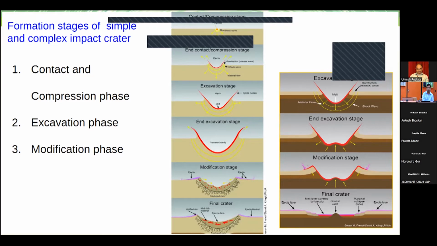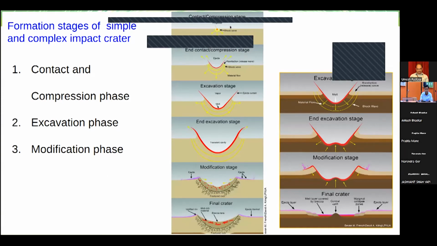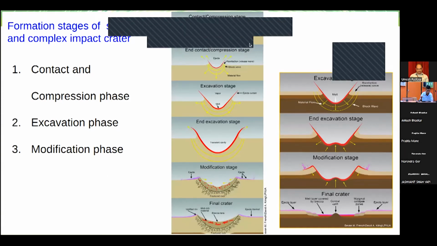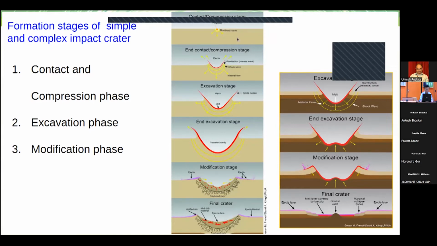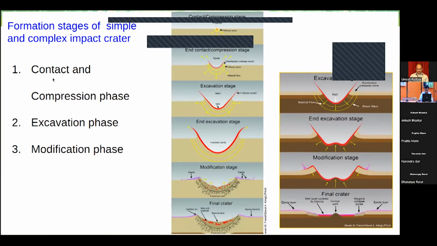But based on whatever we understand and observe from the Moon, craters on Mars or Venus, and our own Earth, we have tried to understand how a crater forms, because there are different stages. Look at this. This is a simple crater, the left one, showing how it forms, and the right one is for a complex crater. First is the contact and compression phase, then the excavation phase and the modification phase.